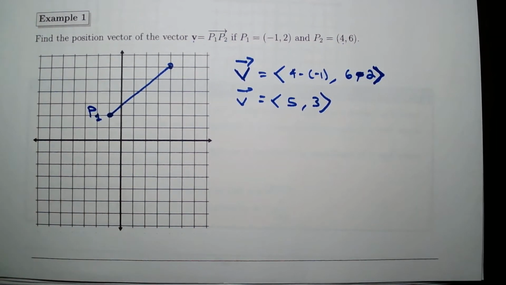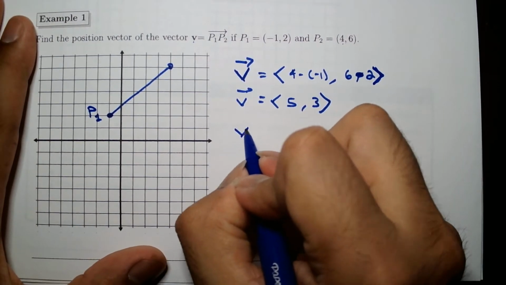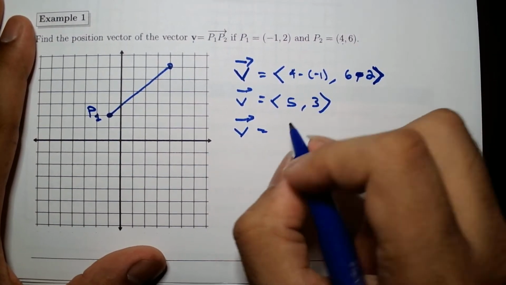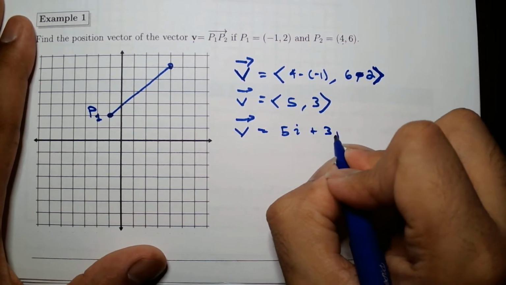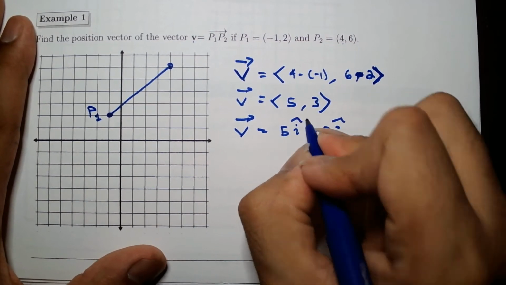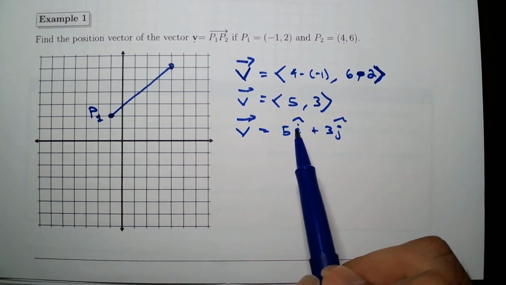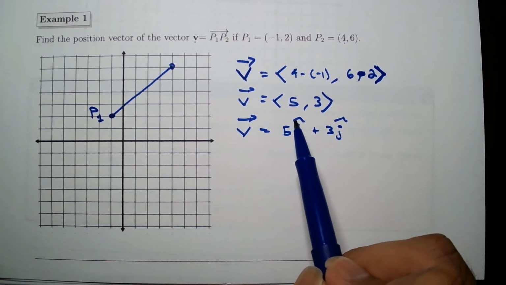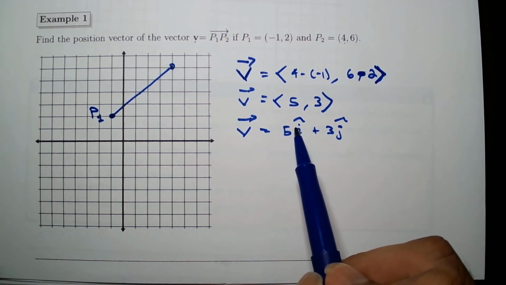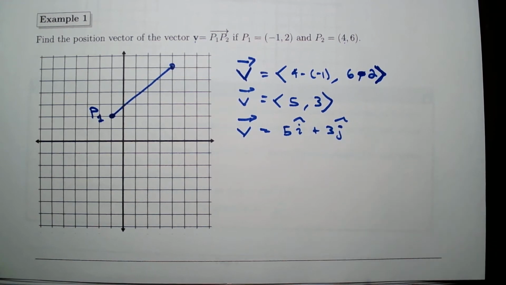So how do we represent that vector? There's another way to represent this vector using i's and j's: 5i plus 3j. The i represents the direction in the x-axis, and j represents the direction in the y-axis.